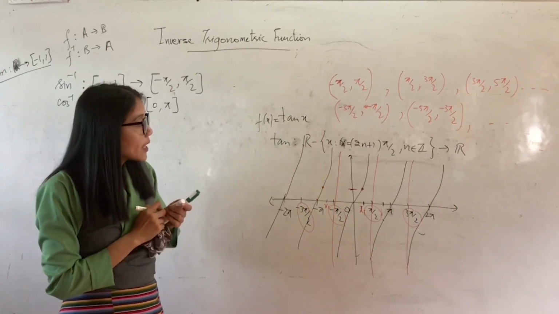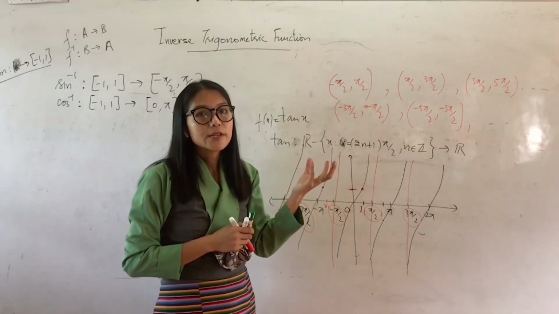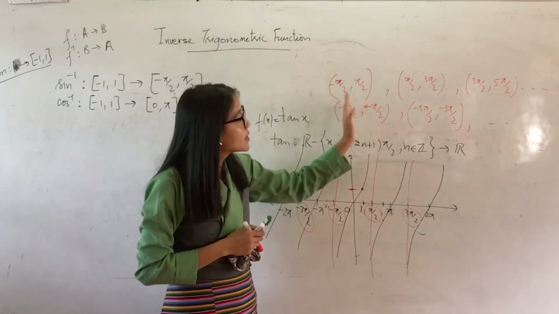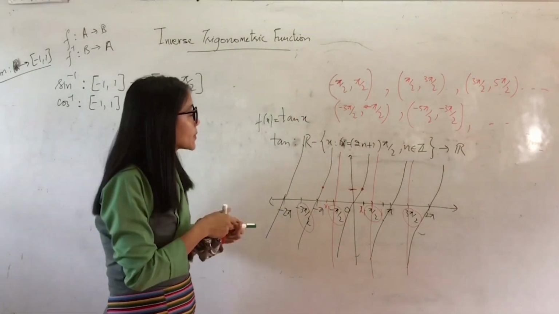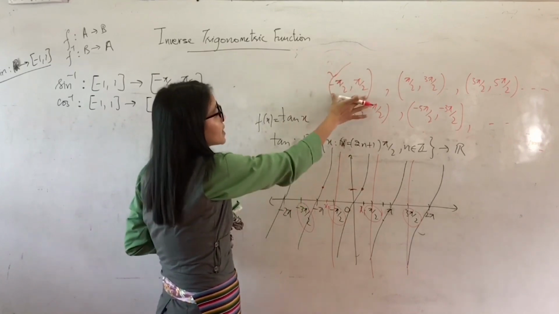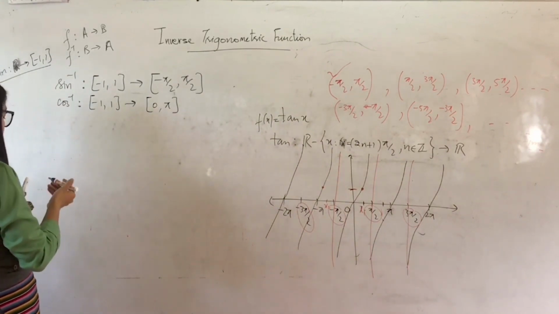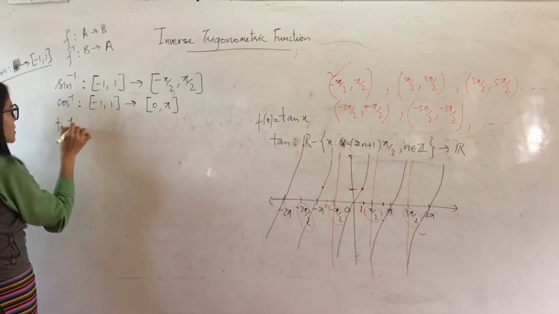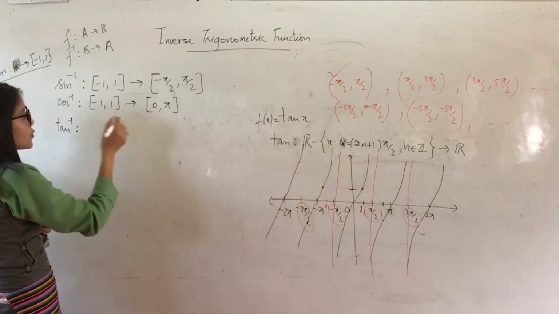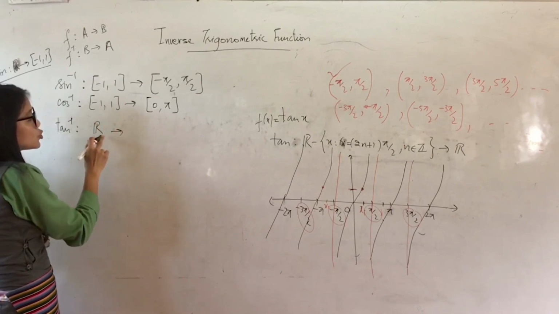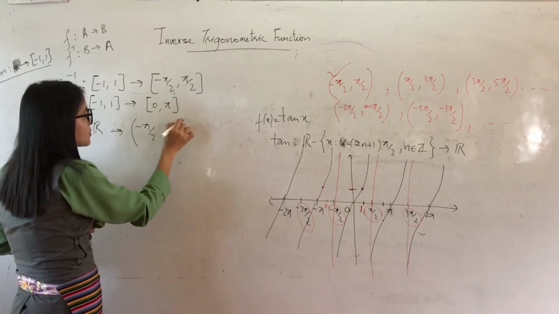But to get the principal branch, we should take that interval which includes the first quadrant. So can you find out which interval is including the first quadrant? So this one. So this is the principal branch of tan inverse. So I'm going to write it here. So tan inverse: now I need to interchange, the range is the set of all real numbers, so I will write it here, to the open interval negative pi by 2 to positive pi by 2.